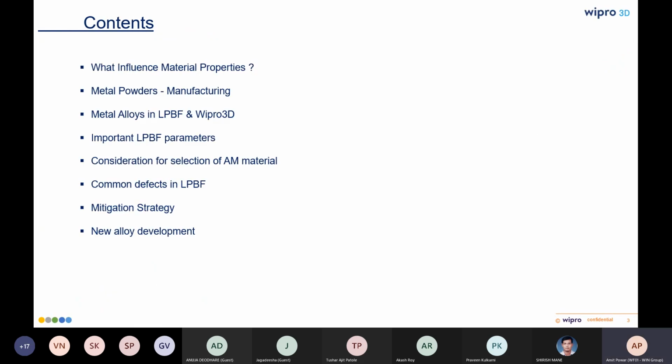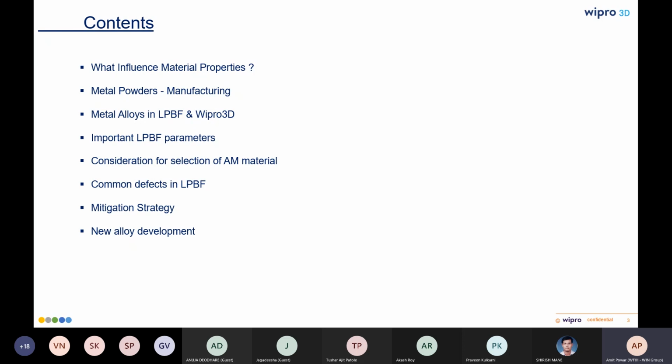So the content of this is what influences the material properties, and metal powders, which are a very important ingredient of metal AM. I'll touch upon how these powders are manufactured, and then metal alloys in LPBF, specifically Wipro 3D, and then the important LPBF parameters: how these AM parts are printed and how they are related to the laser powder bed fusion laser parameters.